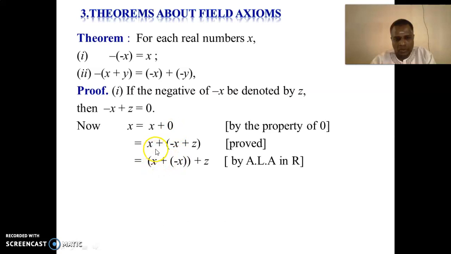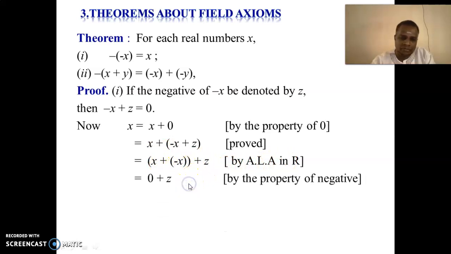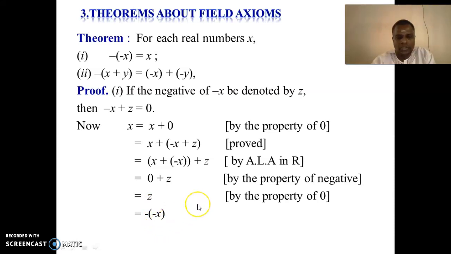We apply the associative law for addition in R. So x plus minus x plus z. This becomes 0. So this is z. Z is nothing but the negative of minus x. There you have the negative of minus x. Hence the first proof.